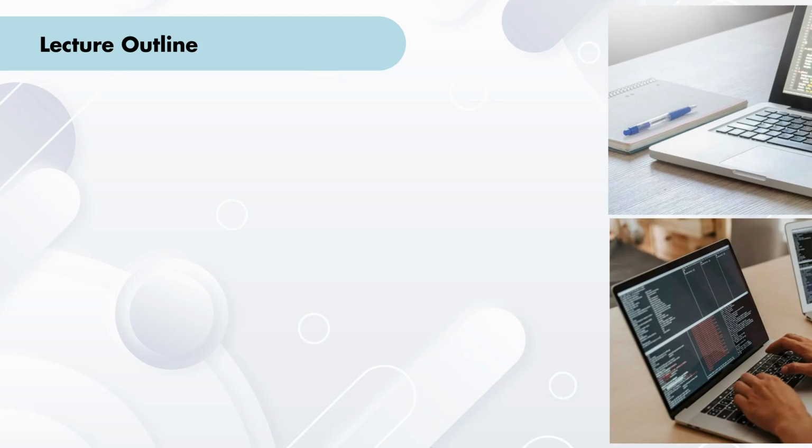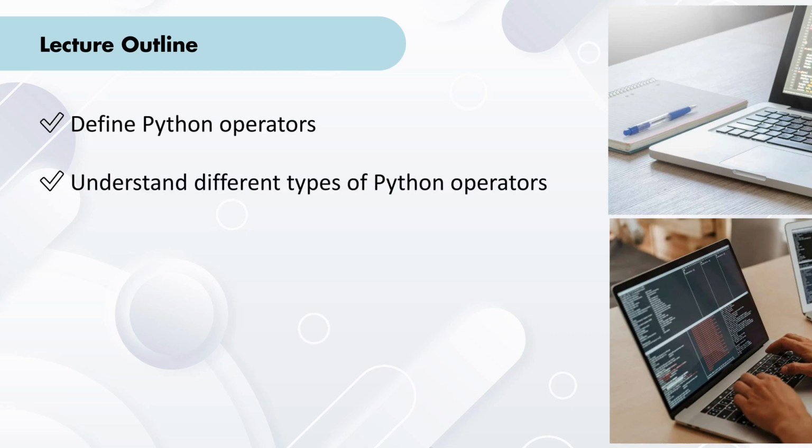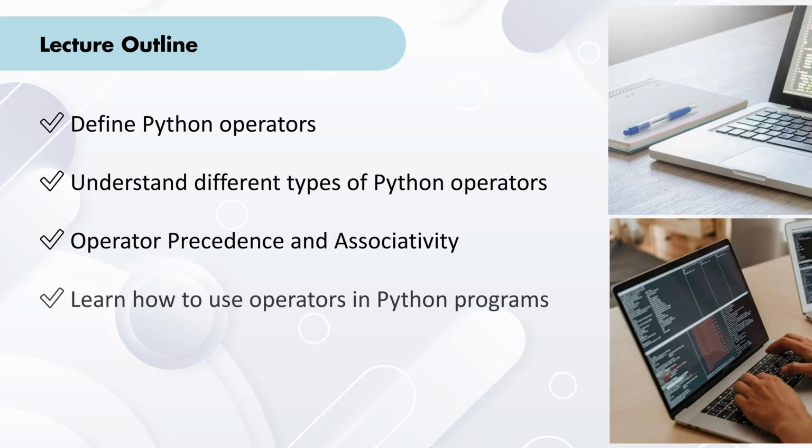Here is the outline of today's lecture. We will cover the concept of operators in Python in this lecture. We'll begin with an introduction to operators, followed by different types of operators, including arithmetic, relational, logical, assignment, bitwise, membership, and identity operators. Additionally, we will discuss operator precedence and associativity, which determines how operations are executed in expressions.